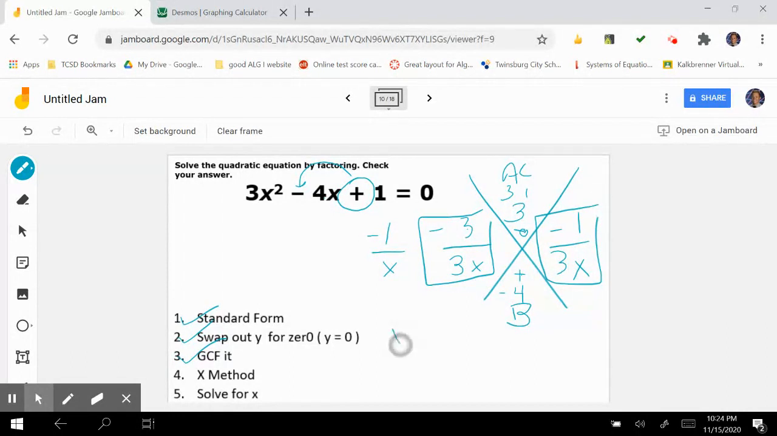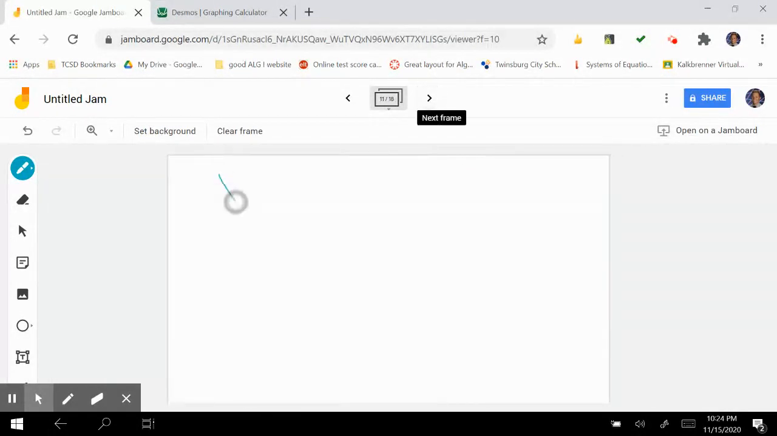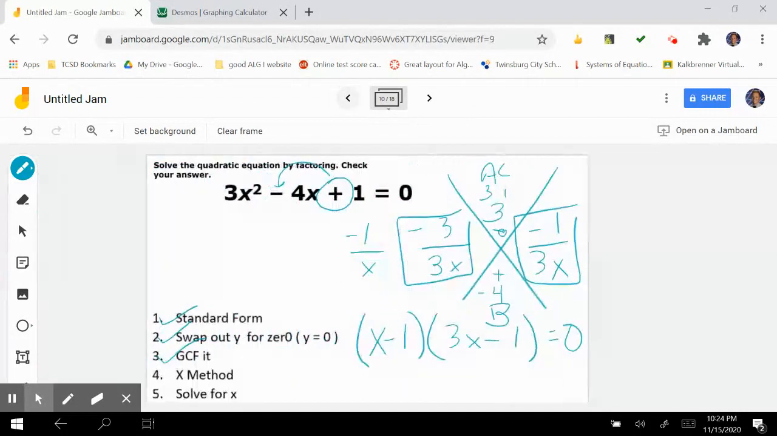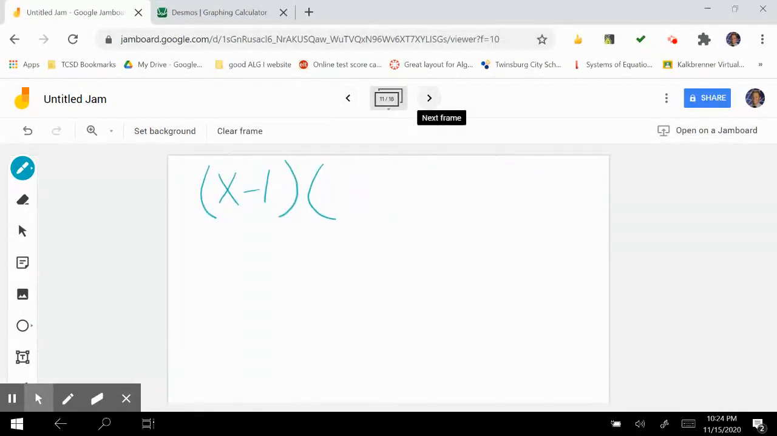So now I get bottoms up. I get x minus 1, and I get 3x minus 1 over here. And again, this is set equal to 0. So I'm going to give myself a little bit more room and rewrite that over here. x minus 1, and then this was 3x minus 1.